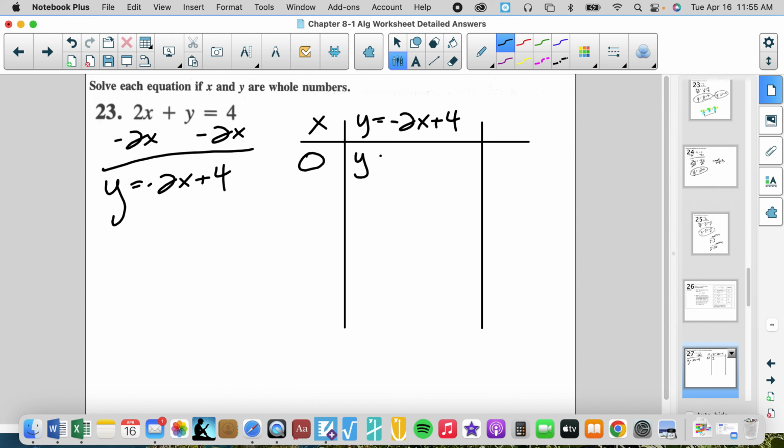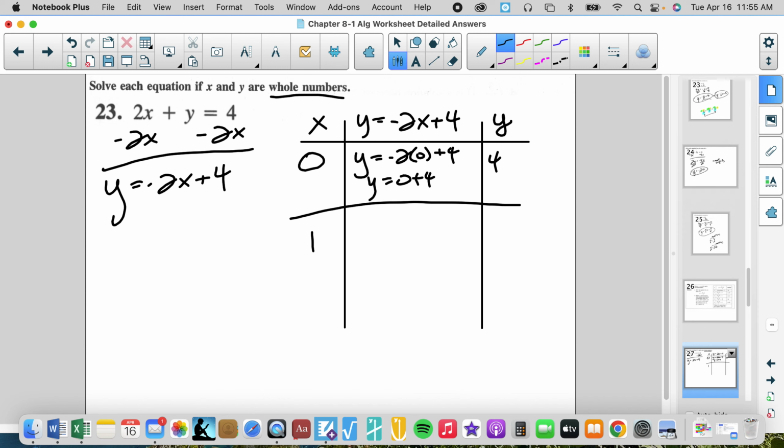And so if I plug in 0, what do I get for y? I get y equals 0 plus 4. You get 4. So that's okay. That's a solution. I'm going to go to 1. Why did I choose 1? Because they have to be whole numbers. Whole numbers start with 0 and then go to positive infinity. But both my x and y need to be whole numbers.